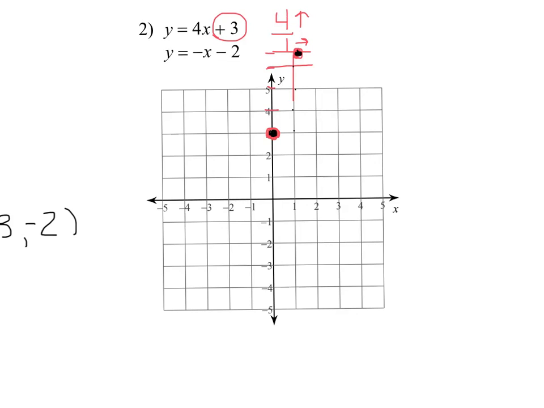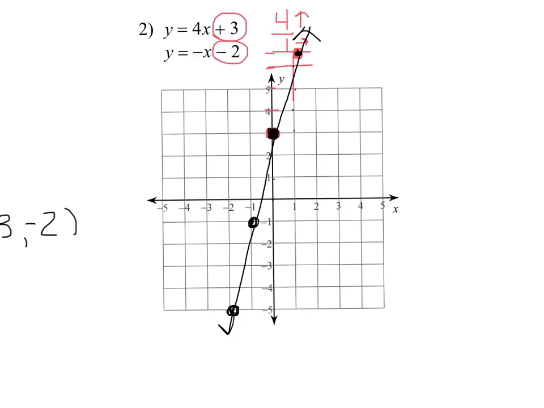So I'm going to use that same method to finish this. I'm going to go down 2, 3, 4 to the left 1, down 2, 3, 4 to the left 1, and you'll notice that it's all in a line. So I'm going to go ahead and connect it with arrows on each end. And then I'm going to look at my next equation.